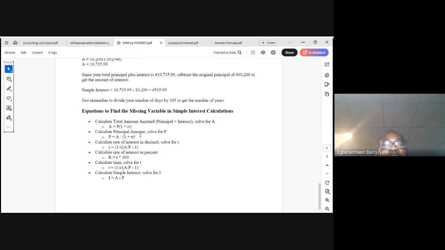To find the rate, small r is equal to 1 divided by T, into A divided by P minus 1. Then to find the capital R, you multiply small r by 100. To calculate the time, T is equal to 1 over r, into A divided by P minus 1. Then your simple interest, if you are given the amount, is A minus P.